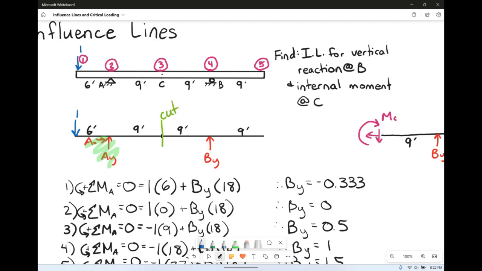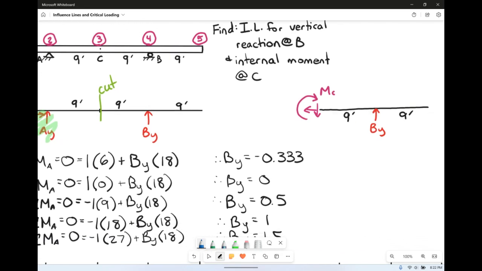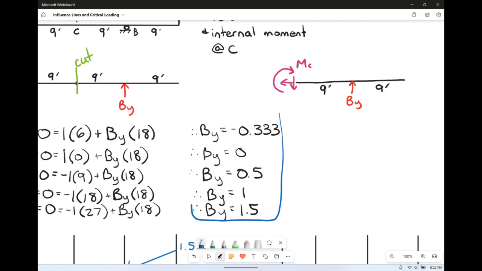Now, BY is not changing, so we can actually use all of this information that we currently have for BY over in our free body diagram. And all we need to do is sum the moments at spot 1. We're going to sum the moments about C, set it equal to 0. So if we sum the moments about C, we've got moment at C going the wrong direction, so minus MC. We got BY going in the positive direction, so plus BY times 9 feet.